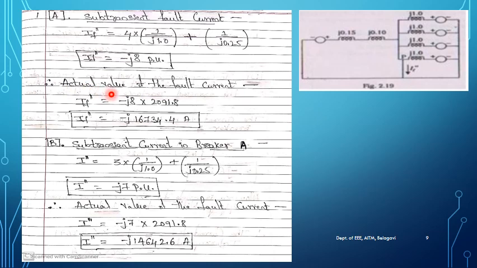So we know the formula, right? Per unit is equal to what? Actual value divided by the base value. So from that formula, the actual value will be equal to what? Actual value will be equal to per unit into the base value.